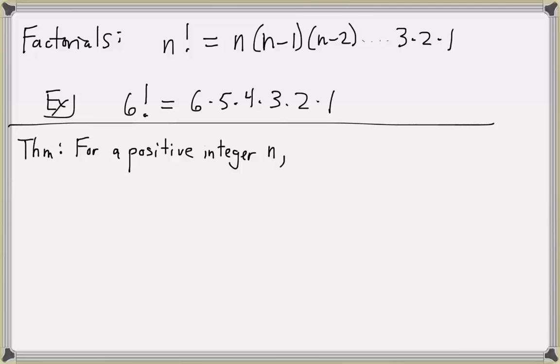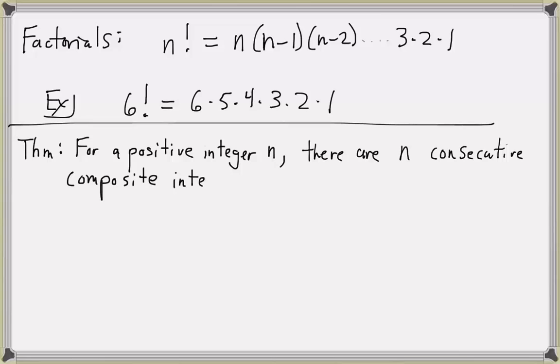In other words, there are n consecutive composite integers. So this theorem proves that there are arbitrarily large gaps between prime numbers. So for any n, any positive integer n, we can demonstrate that there is a gap between prime numbers at least of length n. Here's the proof. We'll construct n consecutive composite integers.